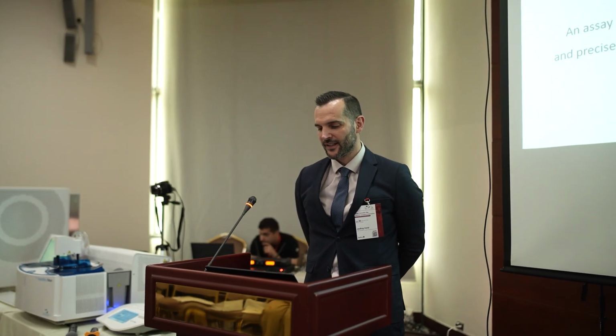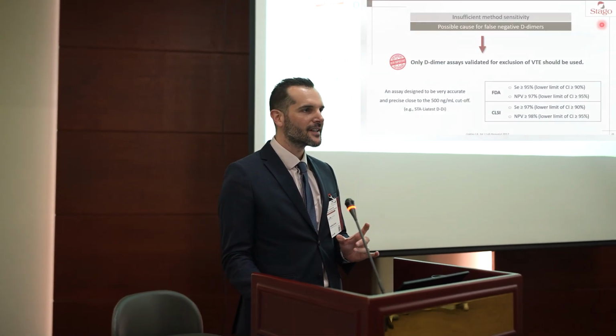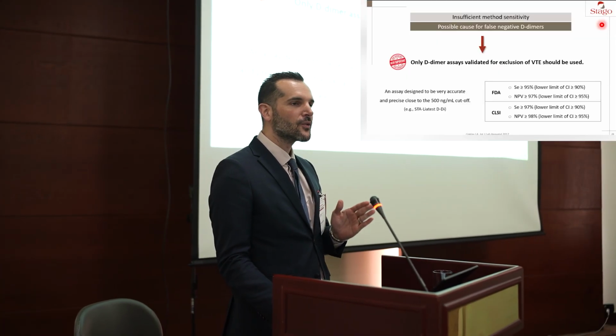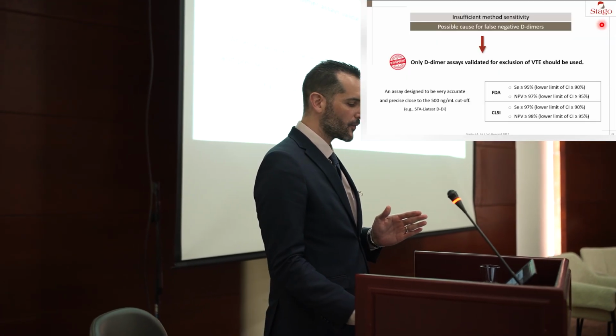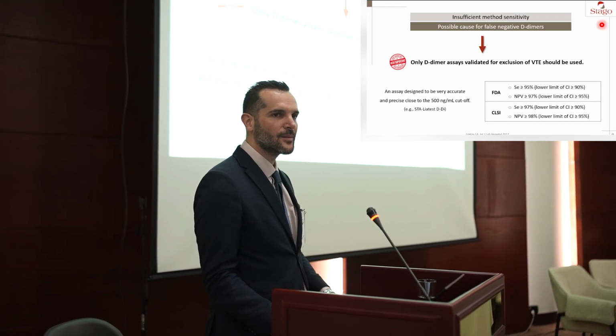And how to be sure that you have an assay that is suitable for D-dimer? It is highly recommended to use only D-dimer assays that are validated for the exclusion of VTE. So what does it mean concretely for this assay? It means that this assay has been designed to be very accurate and very precise, close to the 500 nanogram per milliliter cutoff, such as, for example, the STA Liatest D-Di+.